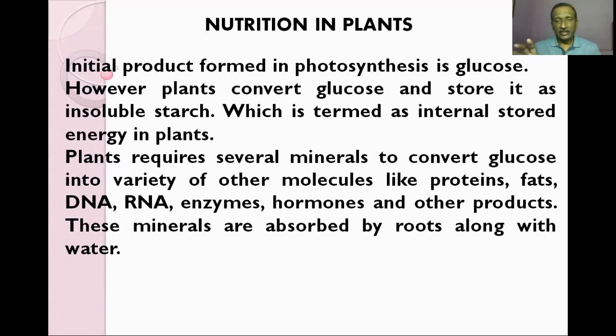Plant converts the soluble glucose into an insoluble starch. And the starch will remain there unless it is required. And when it is required, they will dissolve the starch, convert it back into glucose and use it. Okay. So the starch is a very important substance which is used to store glucose. And that is why it is sometimes known as the internal stored energy of plant.